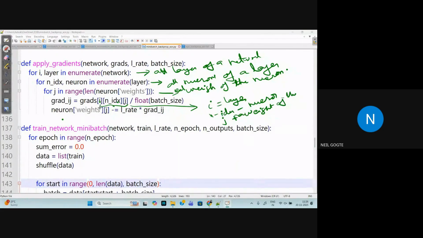The jth weight of the neuron, whatever the gradient has been accumulated, is now being averaged. This is the averaging which is happening. We are dividing it by the batch size because we have been accumulating this for an entire batch. And at the end of that batch, we are applying these gradients. And then the new weight of that neuron is changing. The jth weight of that neuron, because remember, this is a dictionary. Weight of that neuron is equal to whatever it was minus learning rate times the gradient which has been computed for that particular weight. So this is what is happening.